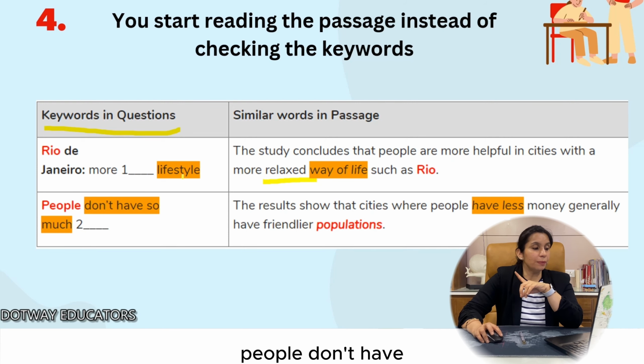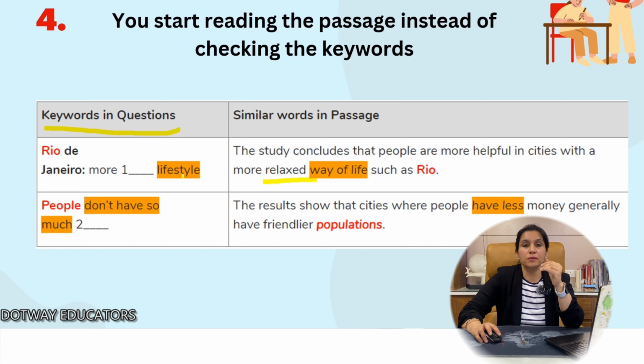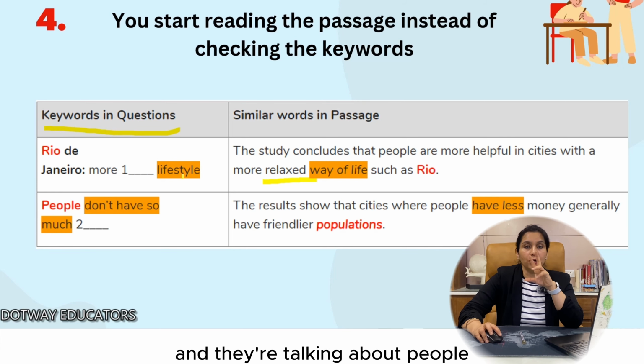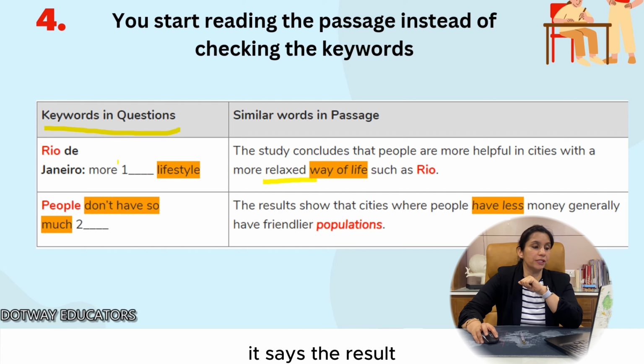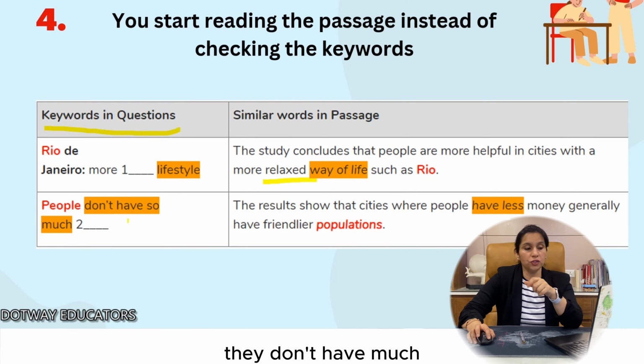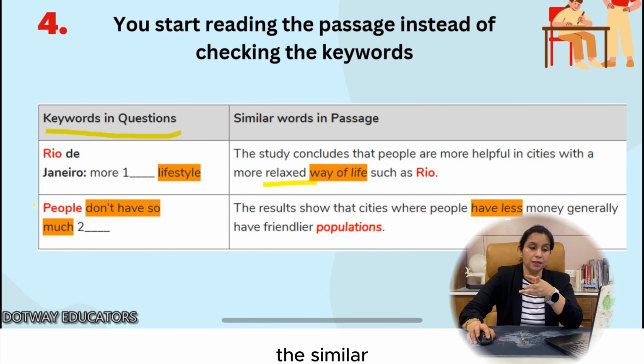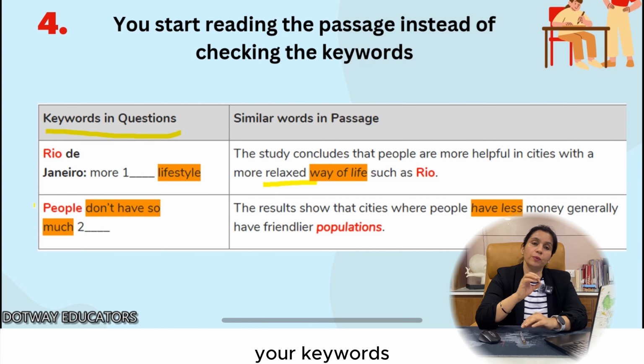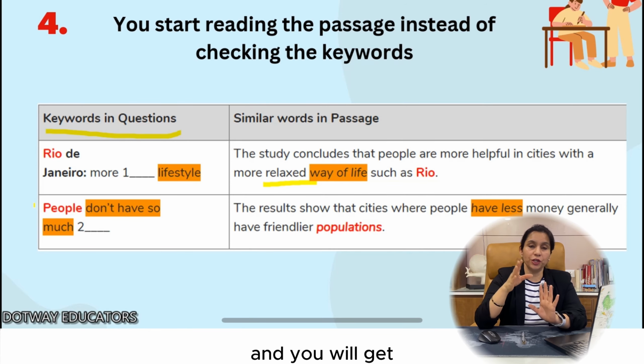The second question says people don't have so much dash. So what they don't have, and they're talking about people. If we go back to the passage, it says the result shows that cities where people have less. So again synonyms are being used. The question says they don't have much, and the passage says they have less, which means the same, and the keyword is people. So what don't people have? If we go back to the passage again, it says have less money, generally have a friendlier population. So what do they have less of? The answer is money. So you have to identify your keywords, find those keywords in your passage, and you will get the answers.